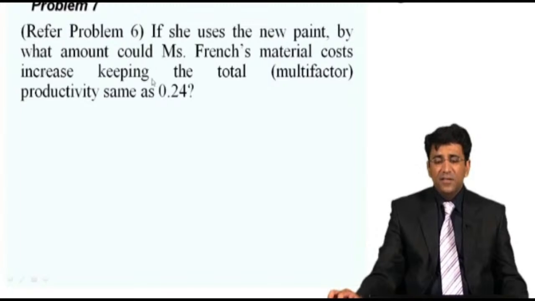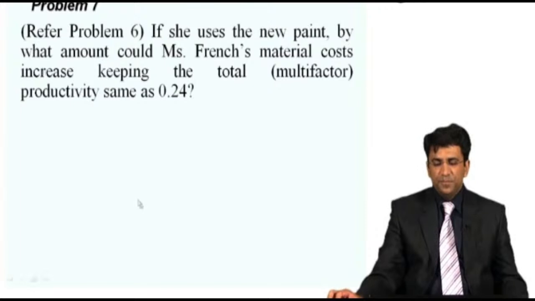It is being asked that if the productivity remains the same, that is 0.24, which was initially with the old paint, how much will we have to add to the material cost so that we are able to achieve a similar level of productivity. So this is the requirement in this particular case, that is how much material cost should be increased to maintain the same level of productivity, that is 0.24.